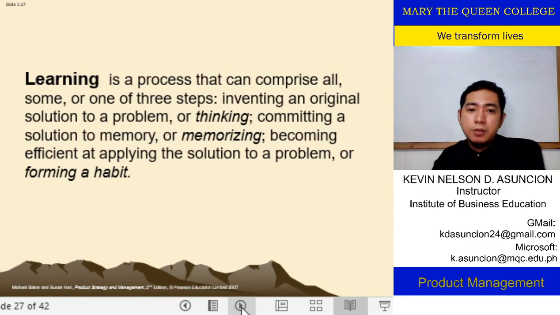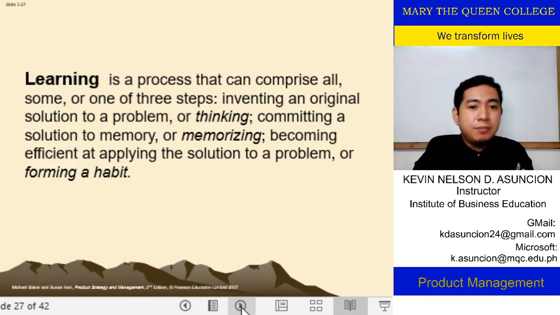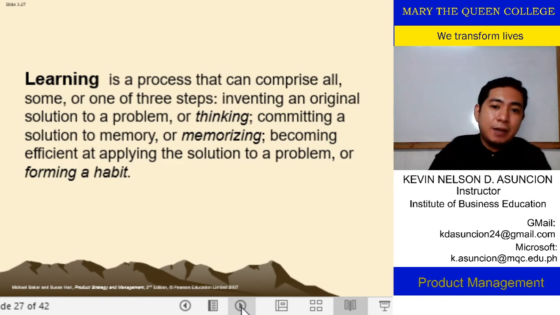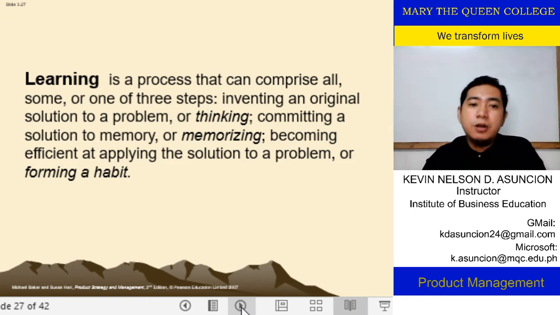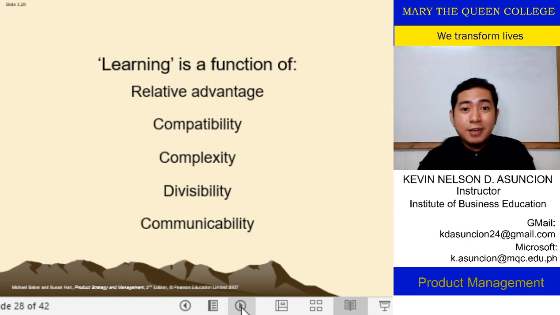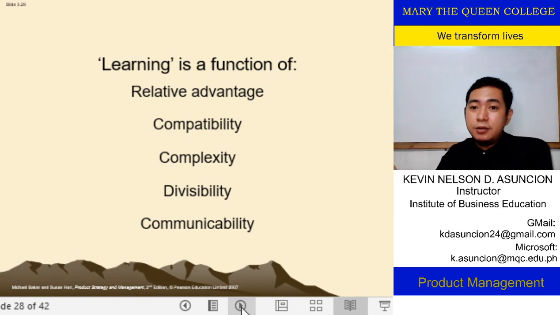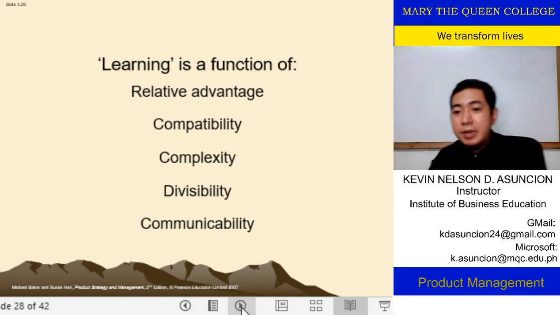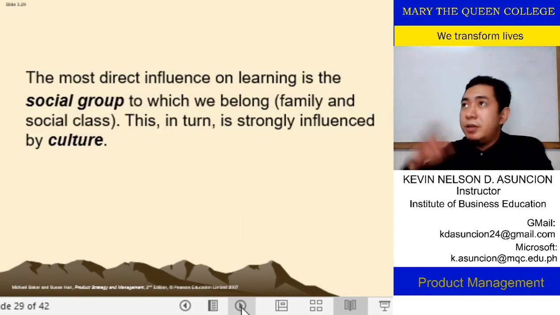So learning is a process that comprises all or some or one of these three steps: inventing an original solution to a problem, or thinking, committing a solution to memory, or memorizing, becoming efficient at applying the solution to a problem, or forming a habit. So, learning is a function of relative advantage, compatibility, complexity, divisibility, and communicability. You are categorizing your learning there, so you may relay that.